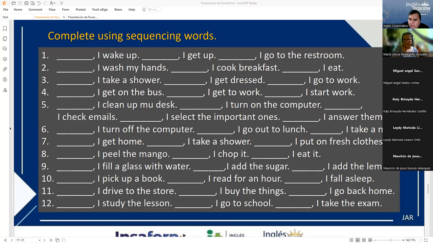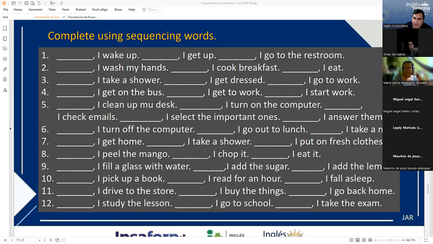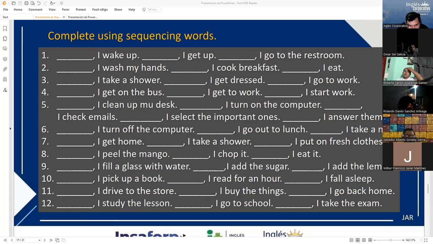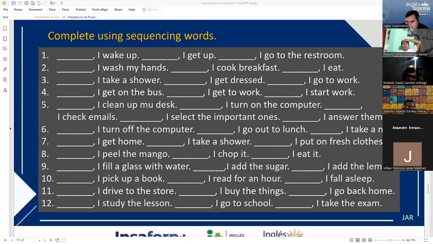Omar Seth Galicia. Present, teacher. Good night. Roberto Carlos Gámez. Present, teacher. Good night, my friend. Rolando Danilo Sánchez. Present, teacher. Good night. Salvador Alberto Soriano. Present, teacher. Excellent. Take care. Susana Andrea Urbina. Susana? No, didn't come. Okay. Rudy Alexander Asensio. Rudy? No. Alejandro Enrique González. Okay. Present, teacher. Excellent.